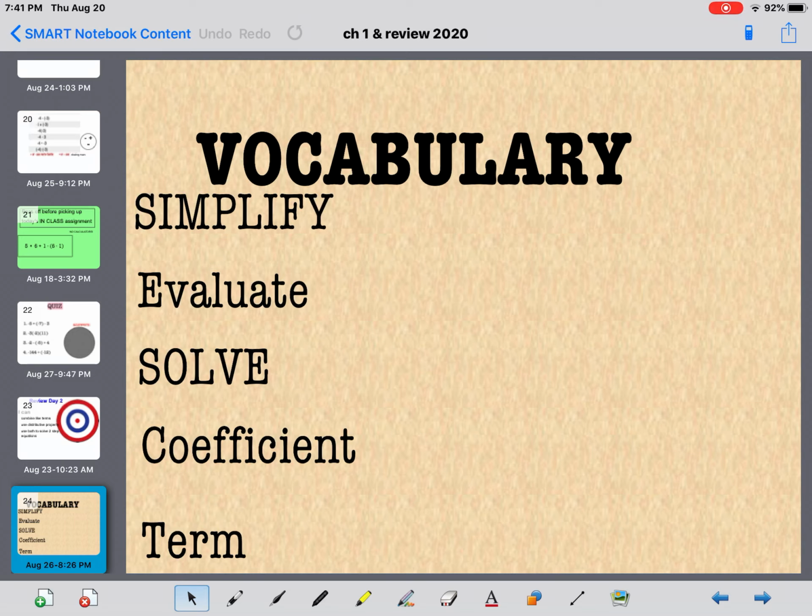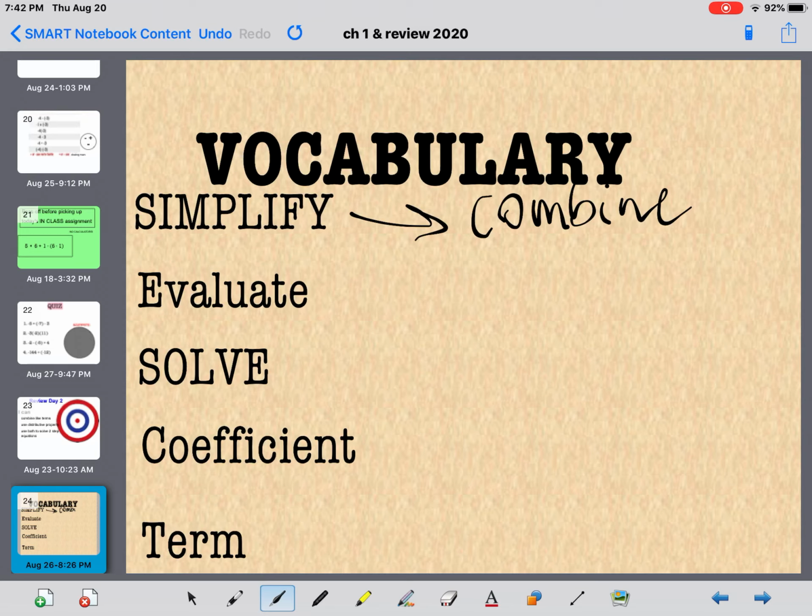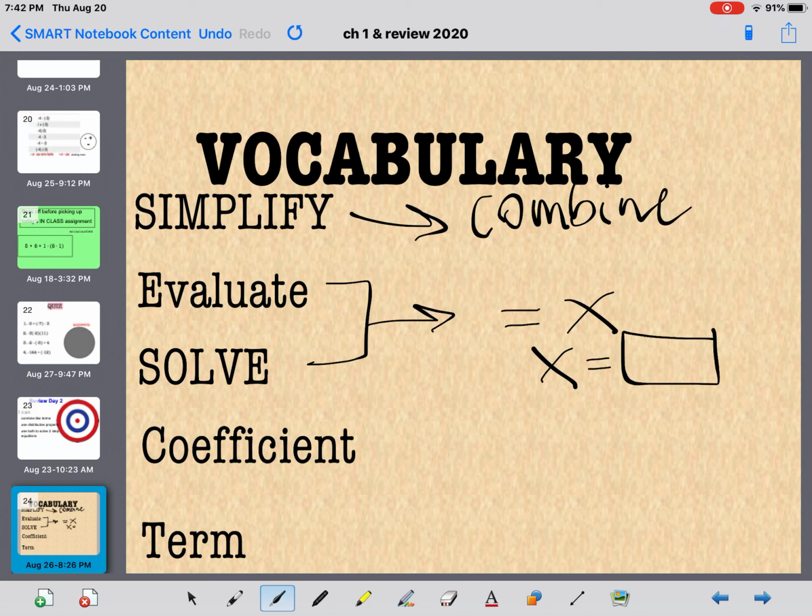Now, simplify means that there is no equal sign in the equation. We are just going to combine everything that we can. All the parts that match, we're going to combine. Evaluate and solve are the same thing. If we have an equal sign in the equation and a variable like x, then we're not going to be done until we get to the end where it says x equals something.